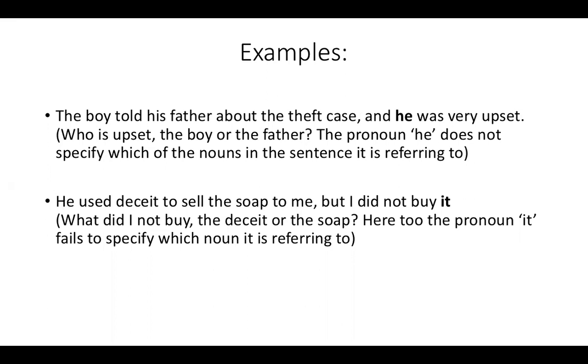Second example: he used deceit to sell the soap to me, but I did not buy it. What did I not buy? The deceit or the soap? Here too, the pronoun does not specify which noun it is referring to. So this is why we call this referential ambiguity.